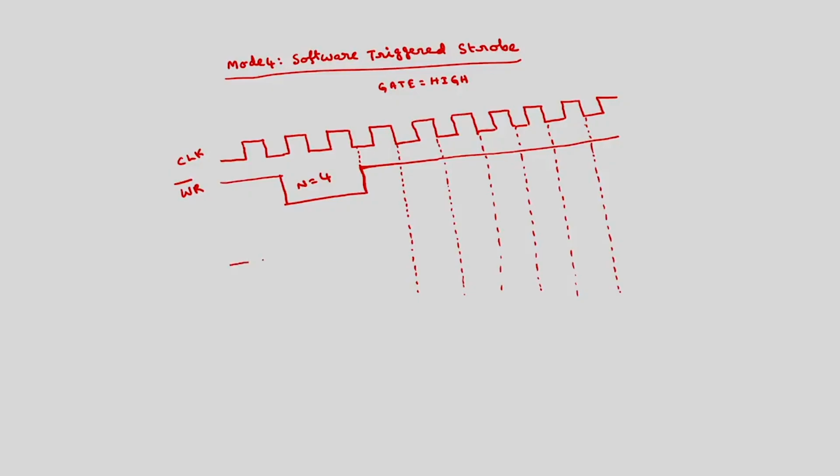So, this will be initially high only. From here this is 1 clock cycle, 2 clock cycles, 3 clock cycles, 4 clock cycles, then it will go to low for 1 clock cycle, then again it will become high. This is 3, 2, 1, 0, then it will be high for 1 clock cycle, this is out. So, why the name software triggered strobe is this signal can be used as a strobe signal.